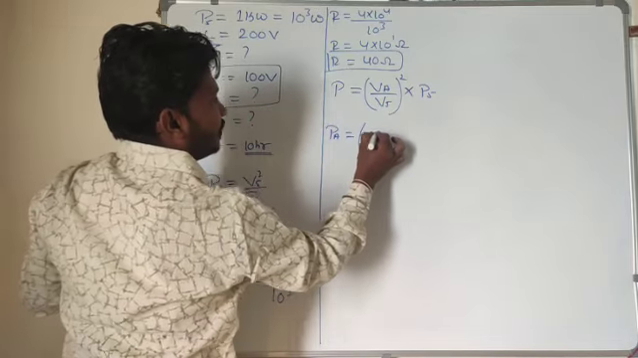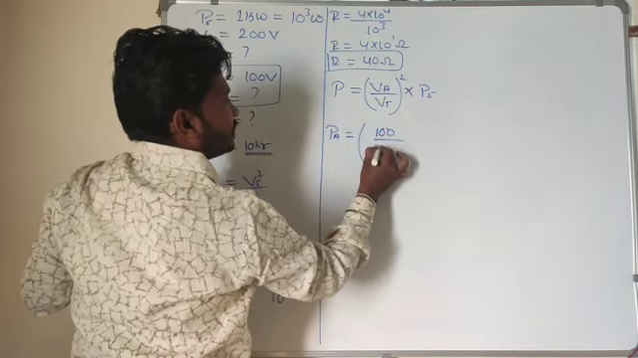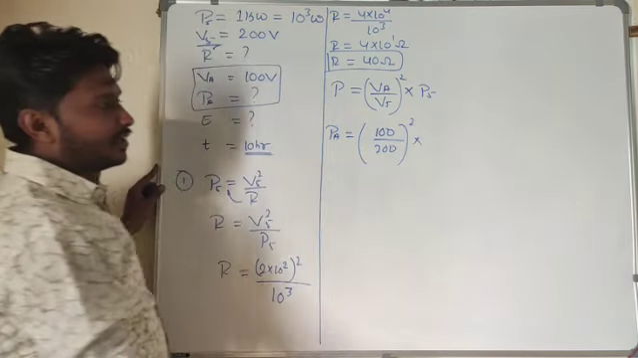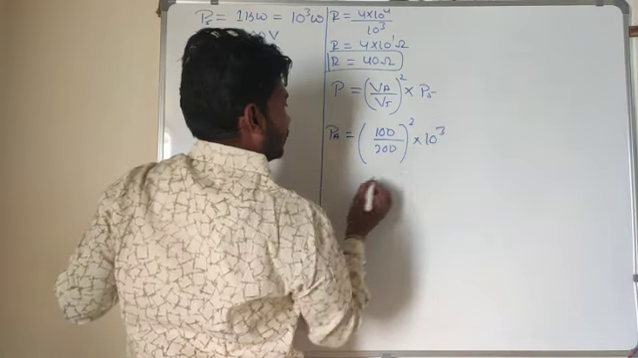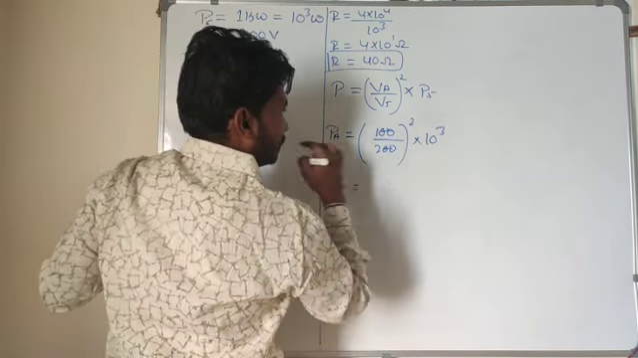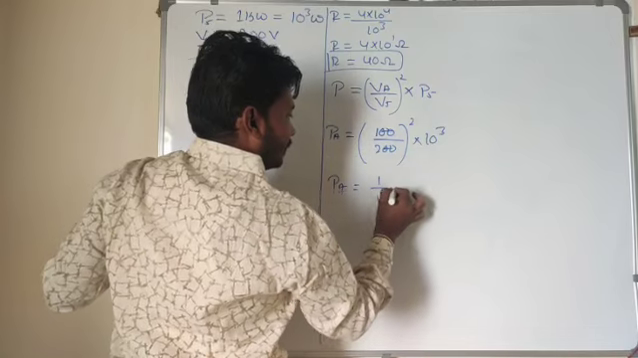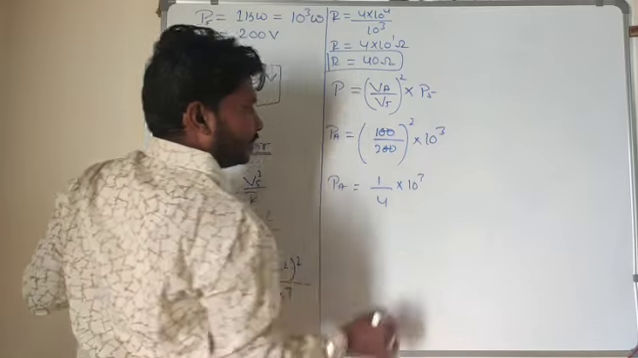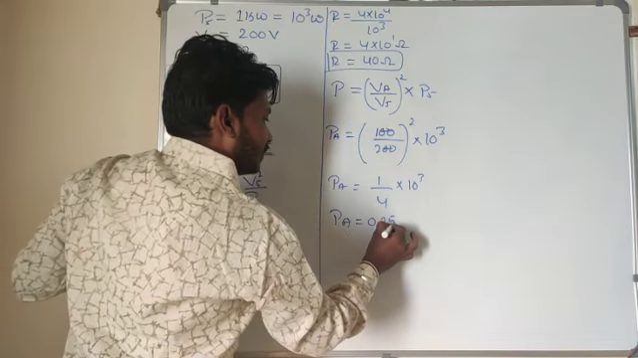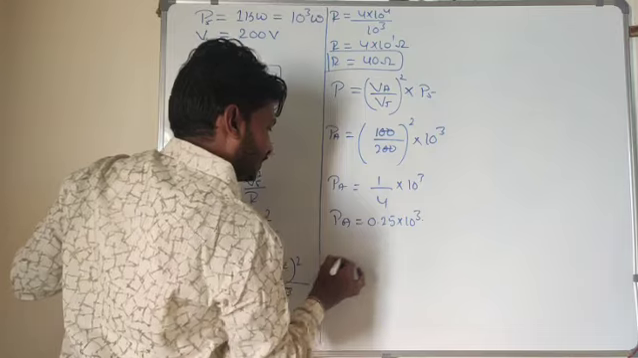Applied voltage is 100. Specified voltage is 200. Specified power is 10 to the power of 3. So it is 1 by 4 into 10 to the power of 3. 1 by 4 is nothing but 0.25, so 0.25 into 10 to the power of 3.